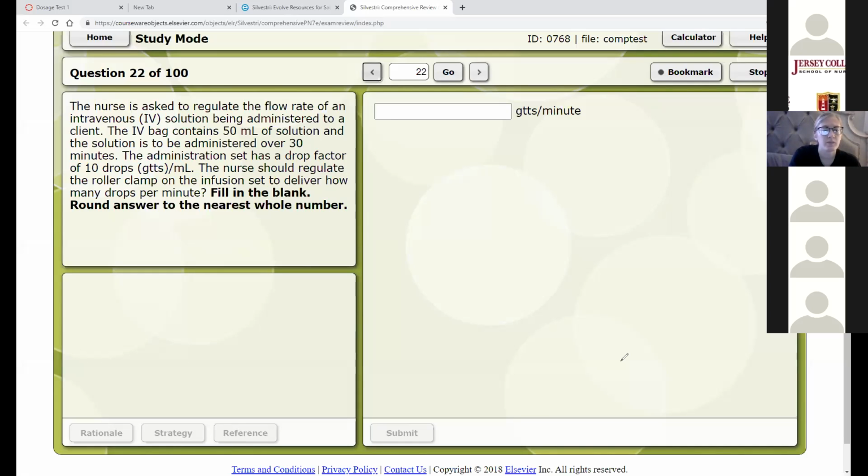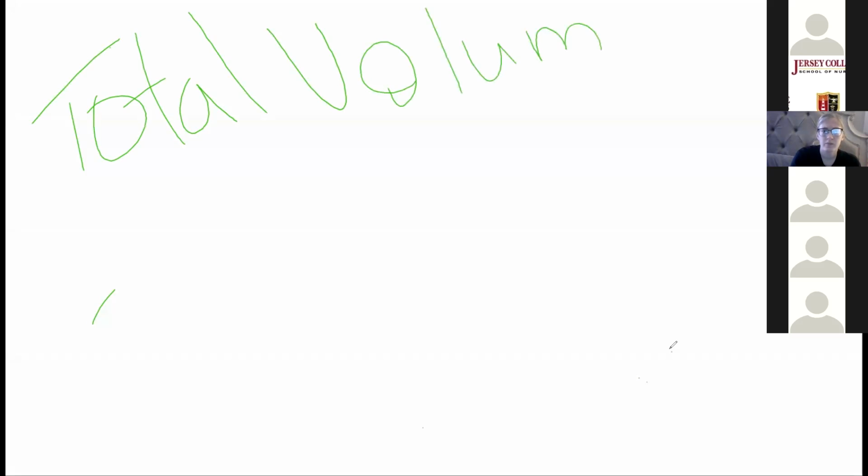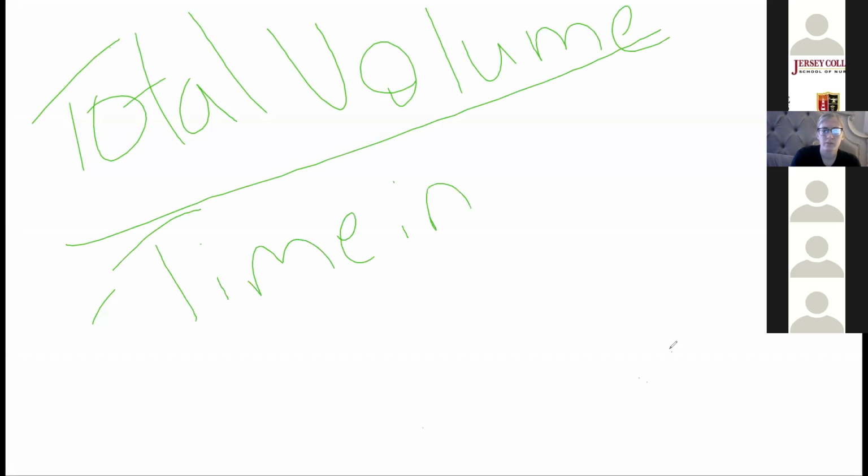So it's just a lot of wording in there, but this is how orders come out. So you have to be able to read the order. If it's asking us drops per minute, then I know that my formula has to be what? Total volume over time in minutes, and it's times the drop factor. That's your formula. And as long as you can remember that, you'll always get these right.